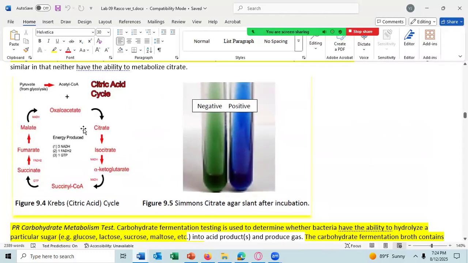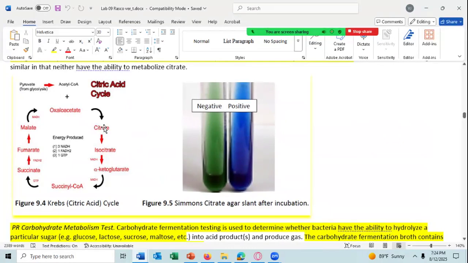Citrate is used in the Krebs cycle. And so the bacteria, if it can use this, can go through the Krebs cycle and then aerobic respiration, and then will grow on the slant. If it can't use citrate, then there's no carbon source, there's no energy source. The bacteria won't grow, and the pH will not become alkaline, so it'll stay greenish in color. Any question about the citrate test?